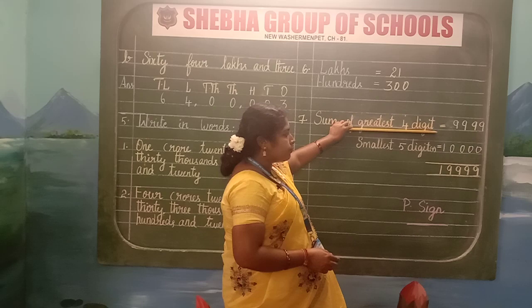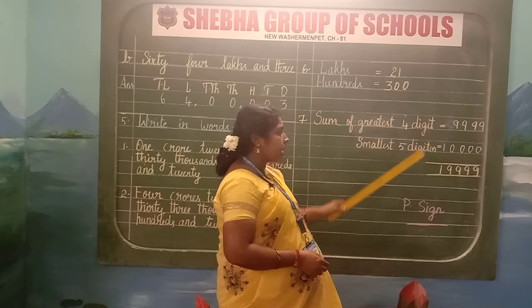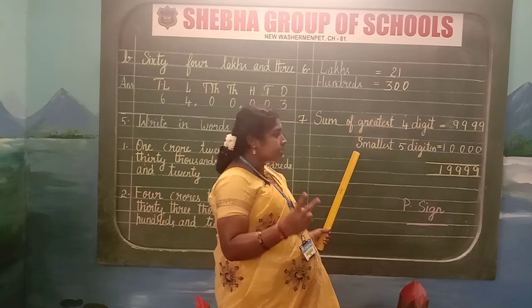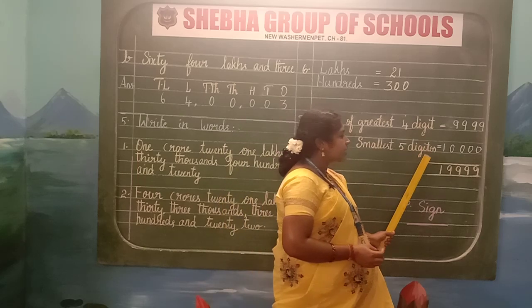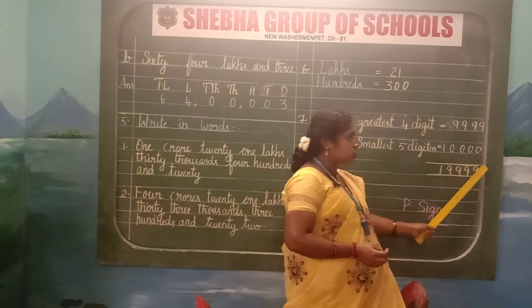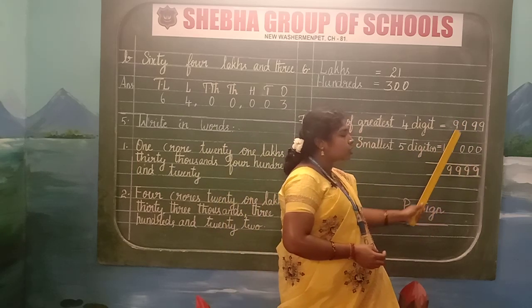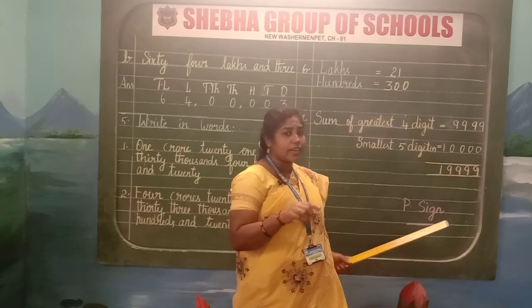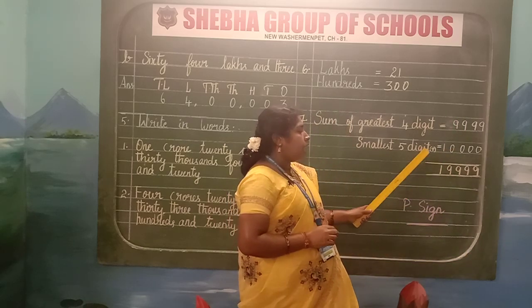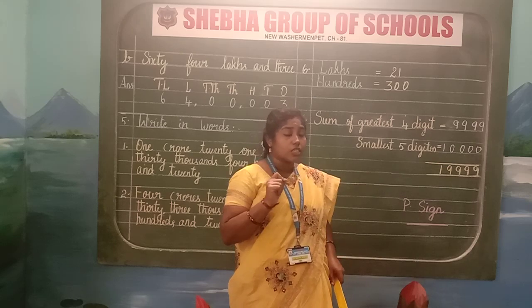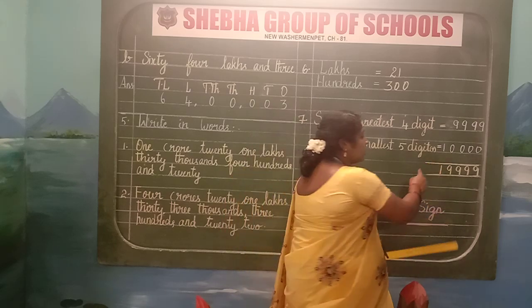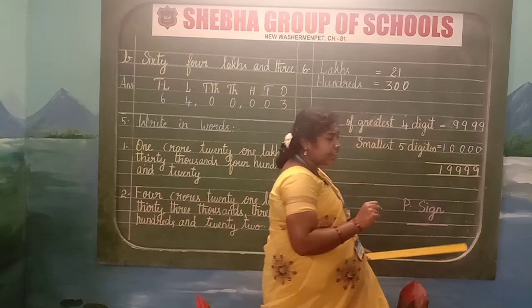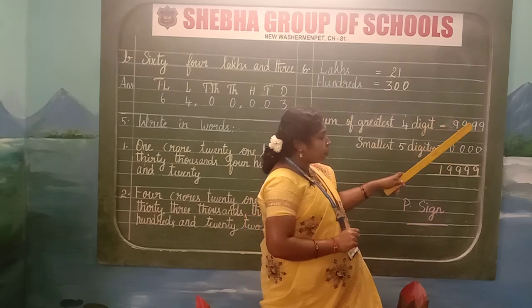After writing this first statement, you may leave a line. Now write the second statement. Smallest 5 digit is equal to 10,000. Write in a proper way, children, so that we can do the addition properly. After writing, use a pencil and your scale to draw these 2 lines. Clear? And now we are going to do the addition.